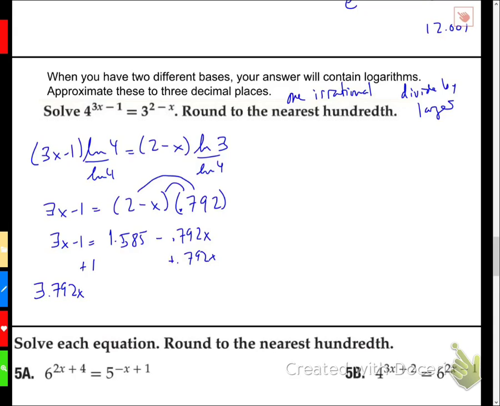3.792x is how many x's I end up with here. Add 1, I get 2.585, and then I need to divide. So x is 2.585 divided by 3.792. And I ended up getting 0.682.